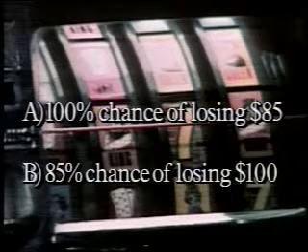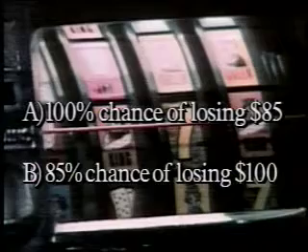Now suppose you have a 100% chance of losing $85 or an 85% chance of losing $100. Which would you choose? Then I would take the chance. I would take the 85% chance of losing. I'll take the 85% chance to lose. In this case, people seem to prefer the gamble over the sure loss. And that, again, is a very characteristic pattern.